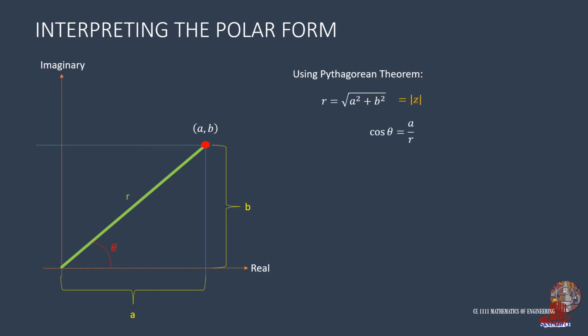Now with cosine of theta, which is a over r, a can be computed as r cosine of theta. The same thing with sine of theta being b over r. b is then computed as r sine of theta.